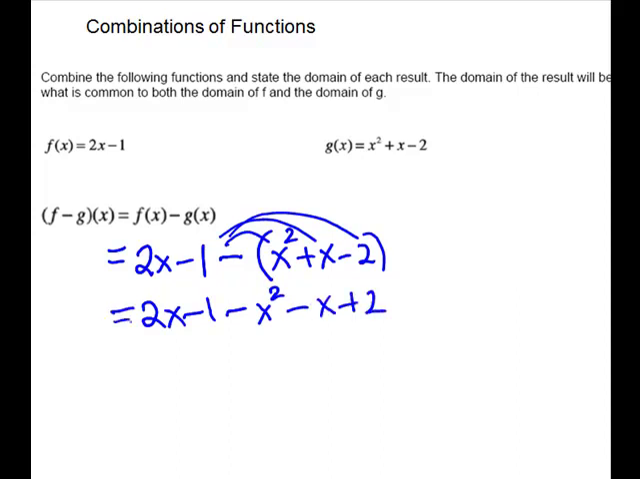And now you're going to combine like terms. So we have minus x squared. We have 2x minus x will be plus 1x. And we're going to have plus 1. For your domain, the domain of f of x is all reals. Domain of g of x is all reals. So the domain of the result is what is common to both the domain of f and the domain of g. And so it's all reals.